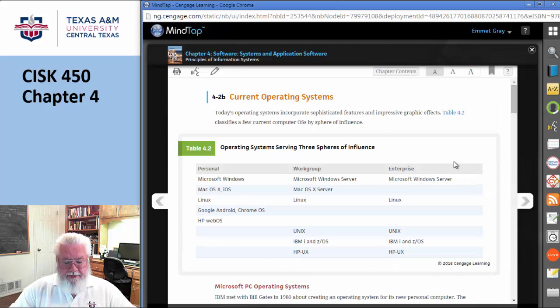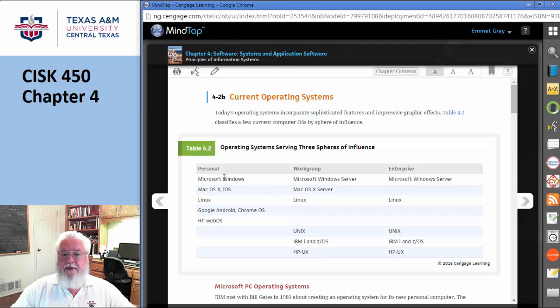Okay. On page 172, they talk about some examples of operating systems that operate in those three spheres of influence. That's a cool term. So in the personal space, you know, Microsoft Windows, Mac OS, Linux, Android, Chrome OS, those kinds of guys. In the work group, it's typically Windows Server, Mac, Linux, and the big boys like Unix and IBM. And in the enterprise, yes, you can have Microsoft Server. Yes, you can have Linux and the big boys.